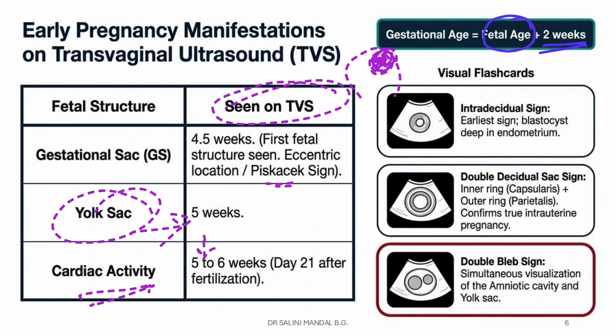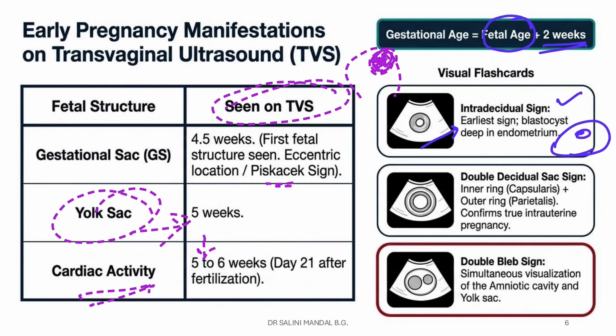Now, when we go for a TVS, there are a few signs which we can see. That is the intradecidual sign. This is the earliest sign. Whenever we can see a blastocyst deep in the endometrium, that is what we call an intradecidual sign. Remember, this is the earliest sign.